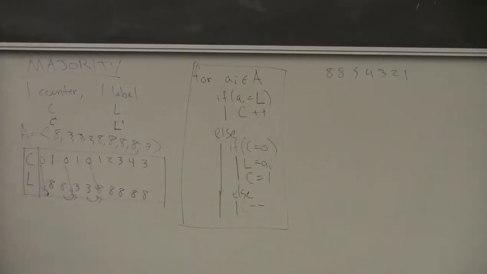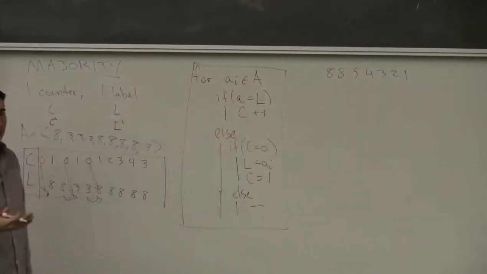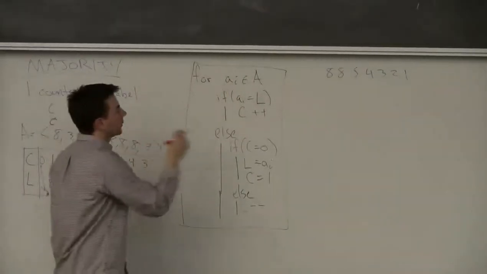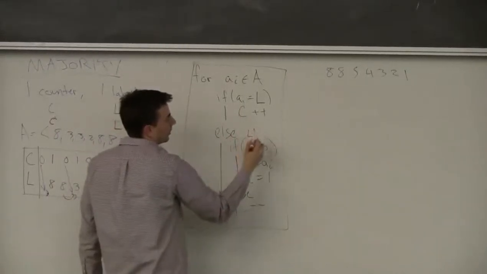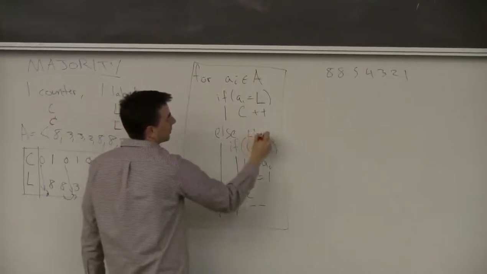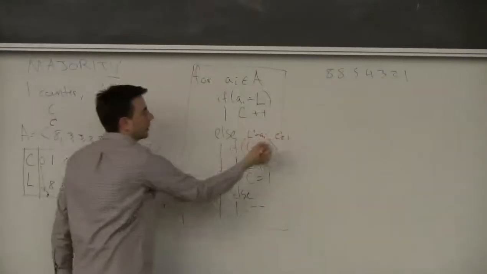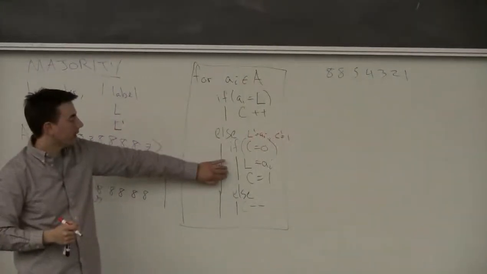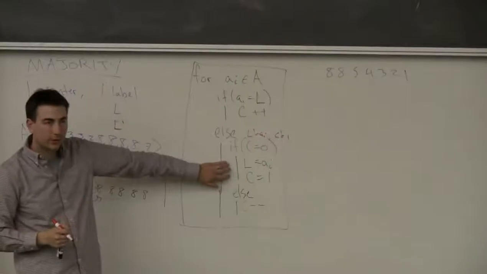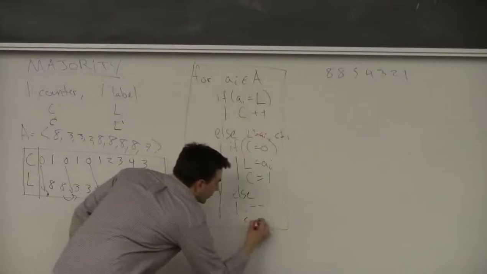So now, at the start, every time I see something, at the end of every round, if I hit this else statement, then I'm going to set label prime equal to a_i and counter prime equal to 1. Okay? And so now, if I hit C equals 0, then I'm still going to do this. And if I hit the else statement, I'm also going to decrement C prime.